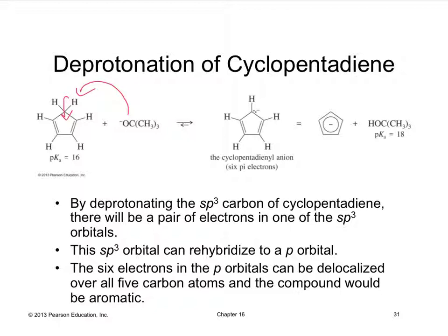By deprotonating the sp3 carbon of cyclopentadiene, there will be a pair of electrons in one of the sp3 orbitals, and this sp3 orbital can rehybridize to a p orbital. So the 6 electrons in the p orbitals can be delocalized over the 5 carbon atoms, and the compound becomes aromatic.